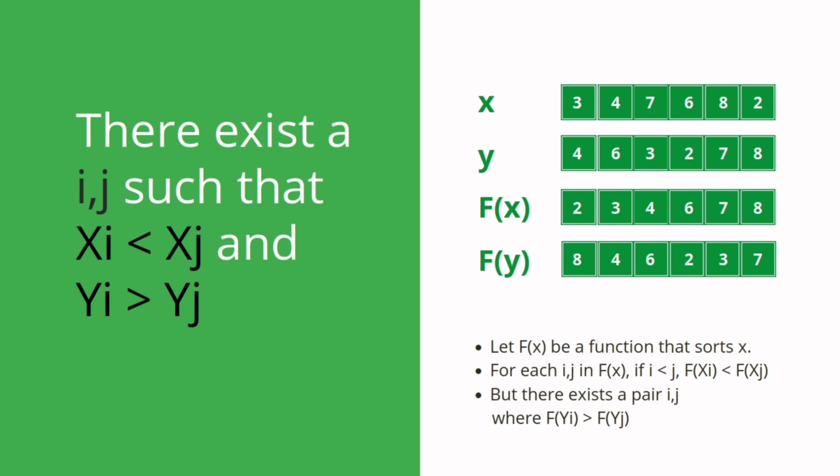Let x be a list or a vector such that you can see here that we have an x which is a list, a vector of distinct elements 3, 4, 7, 6, 8 and 2. And we have y which is a non-trivial permutation of x, which means the distinct elements in x and the distinct elements in y are the same, but the sequence or the order is changed. So y is nothing but a permutation of the elements in x.